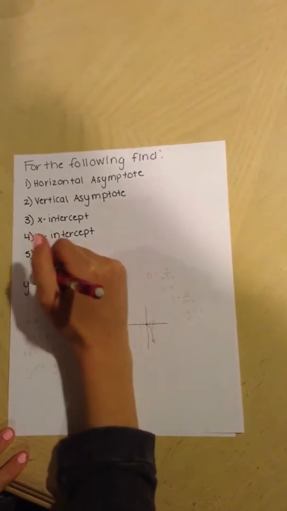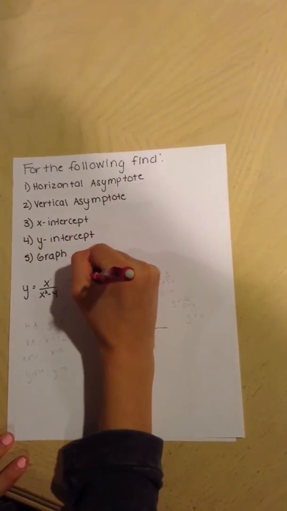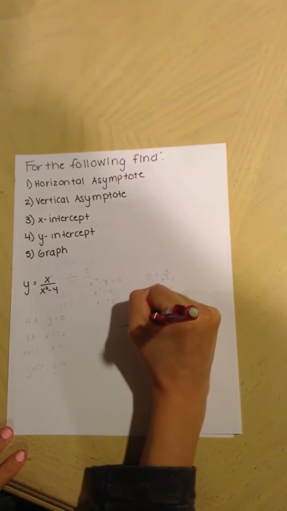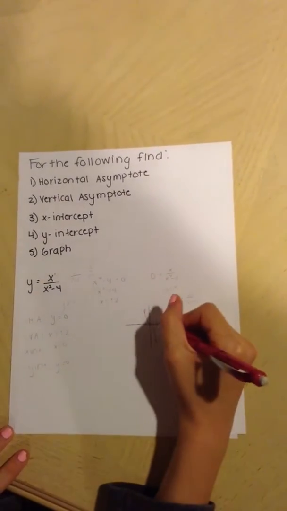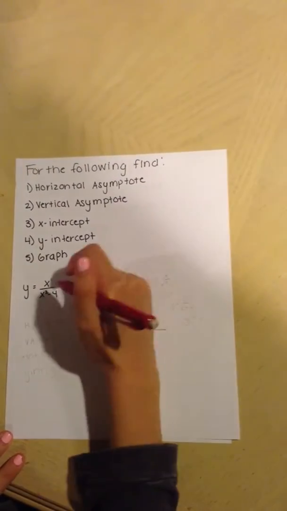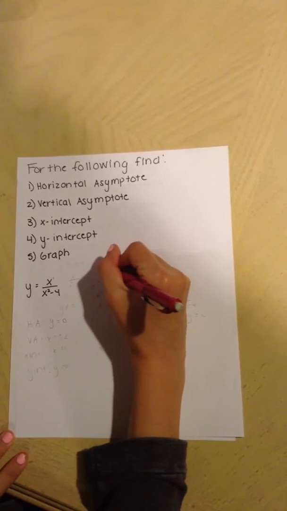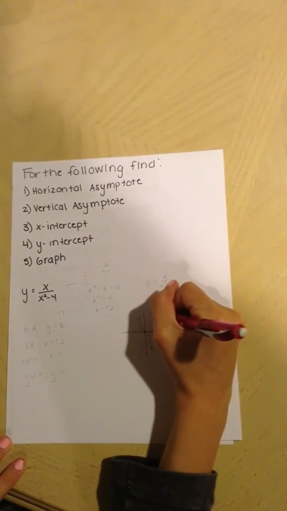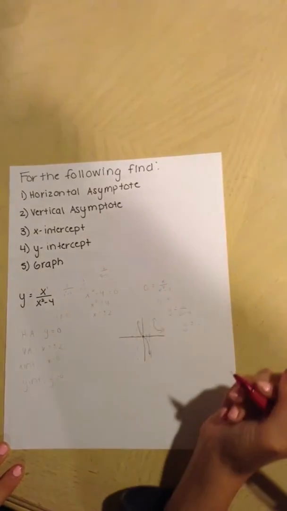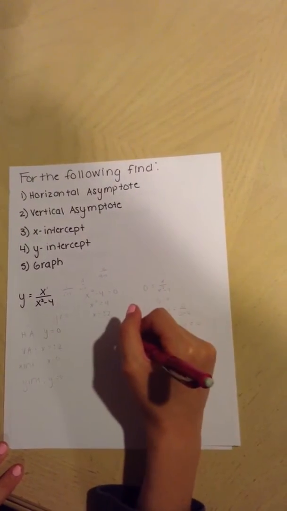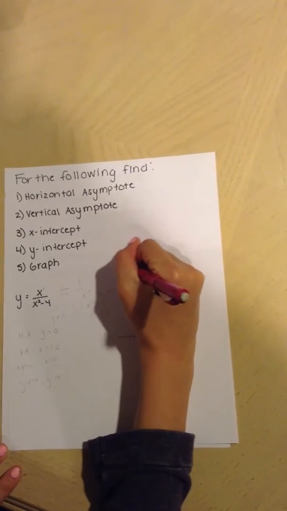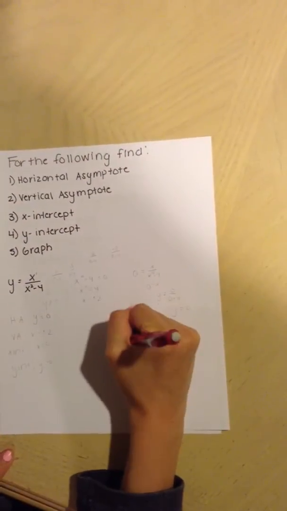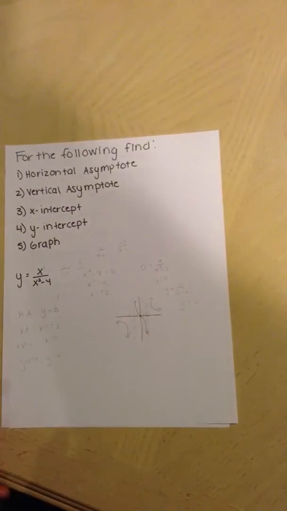If you plug in negative 1, you'll get negative 1 over 1 minus 4. So then you'll get a positive number. So it's going to go like this. Now, over here we're going to test 3. So now you're going to get 3 over 3 squared, which is 9 minus 4. You're going to get a positive number. So the graph is going to be in the positive section. If you plug in negative 3, you get negative 3 over negative 3 squared, which is 9 minus 4. You get a negative number. So the graph will be down there.